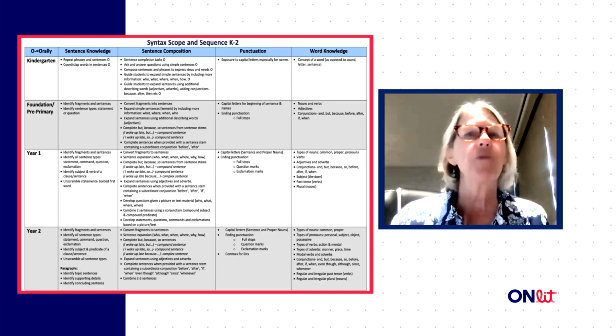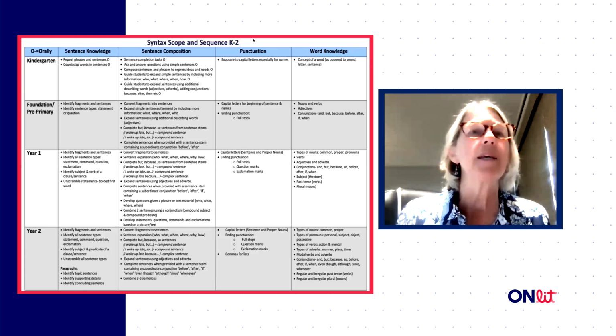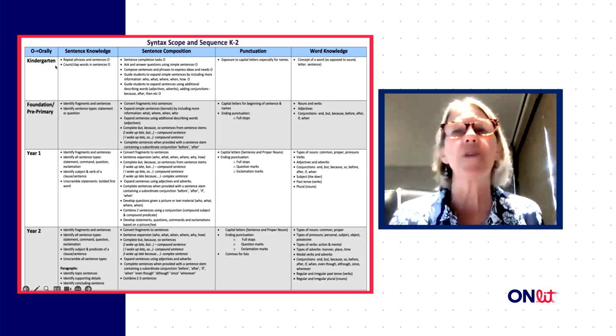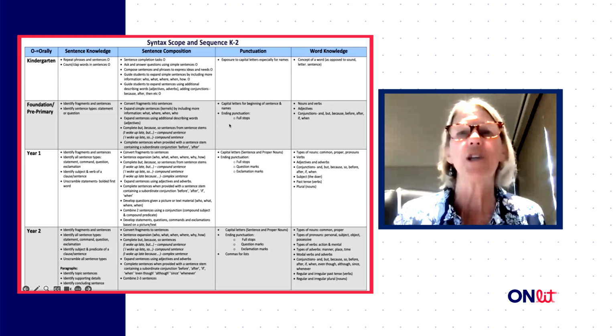I just use this first page of the scope and sequence document to highlight that it talks about, where are we doing this work orally? What's the syntax knowledge that we are teaching in each of these grades? So what does that look like in terms of the scope and sequence? What punctuation is taught when, and what word knowledge is taught? And these are your grammatical building blocks, as I refer to them, or parts of speech.